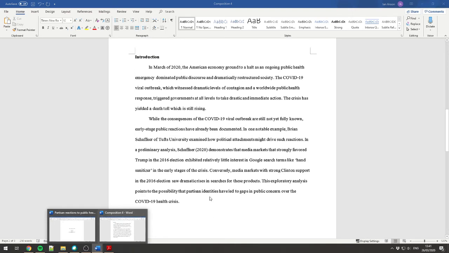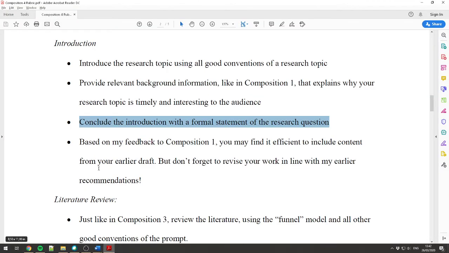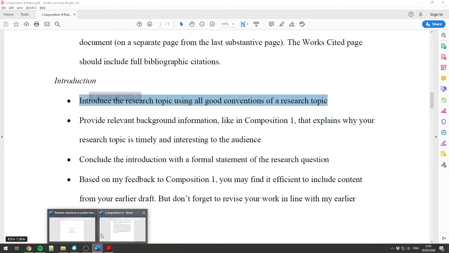This is kind of just a brief intro kind of thing, getting us interested in the topic. I would say that I'm interested in the topic so far. Hopefully you are too. We want to also, again, introduce the research topic.